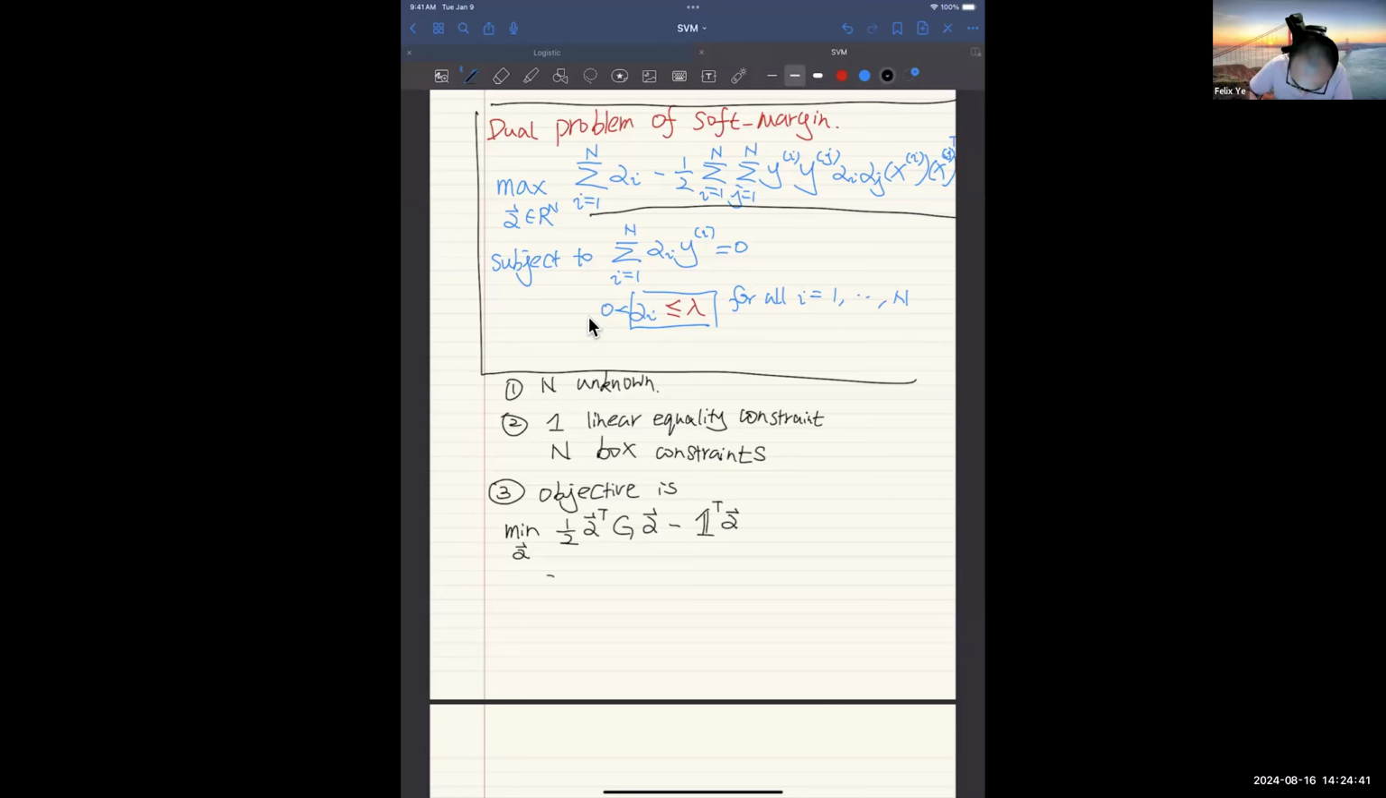So this G_ij is nothing but y_i, y_j, x_i and x_j transpose. Okay. So this is called G right here. It's called a Gram matrix. You probably have heard that before.